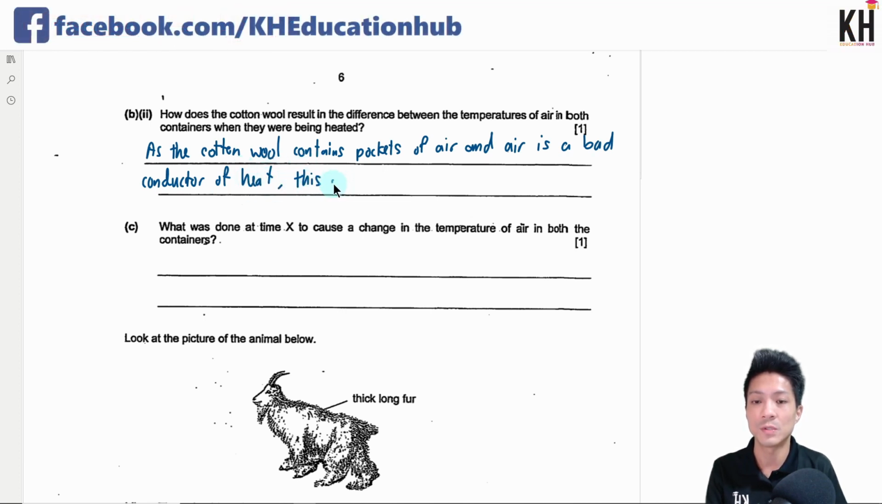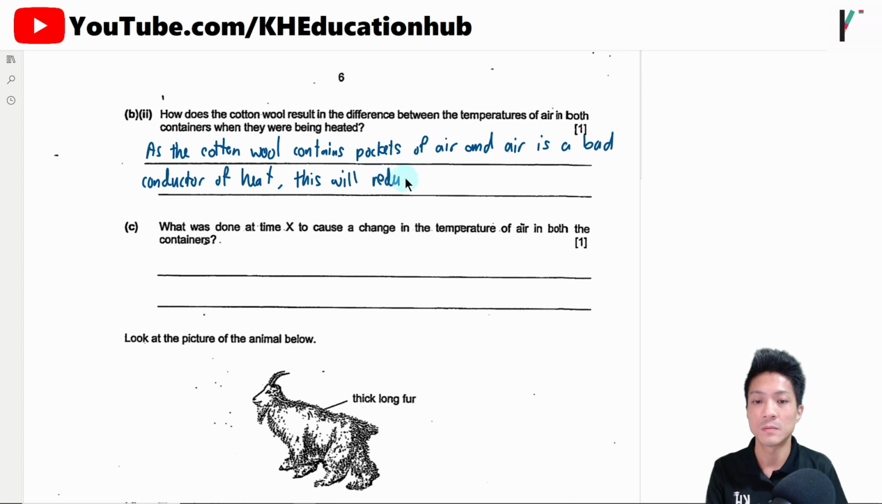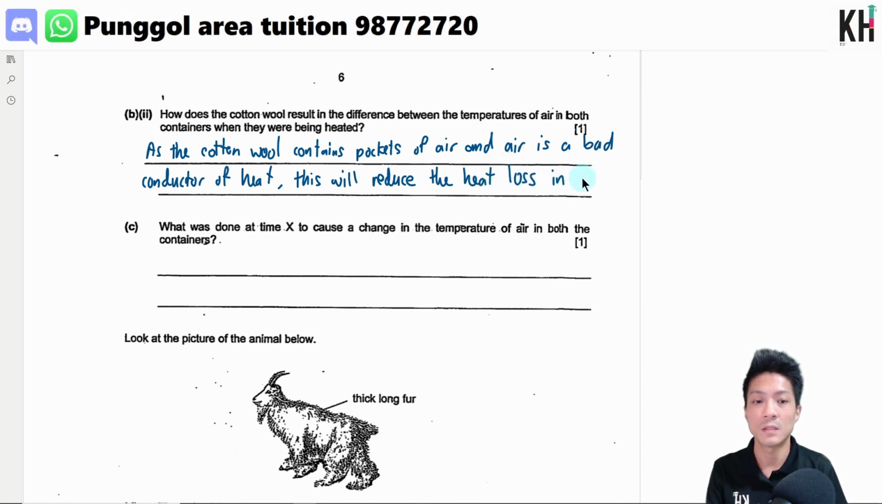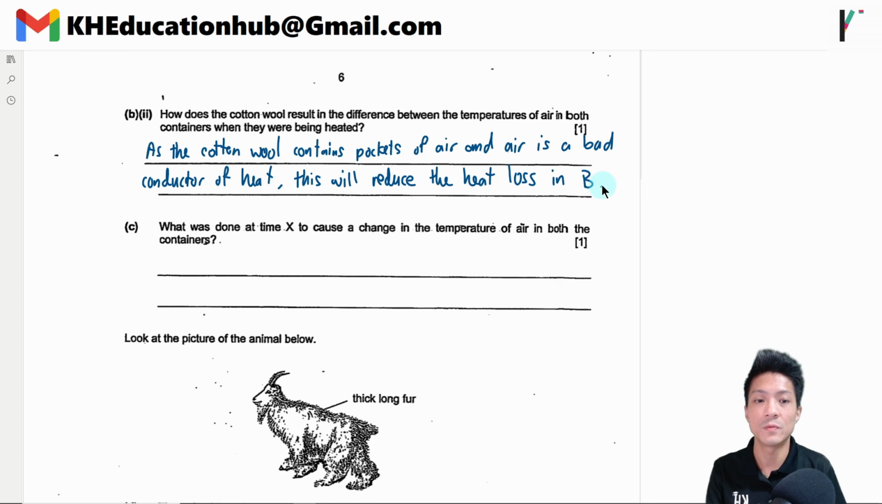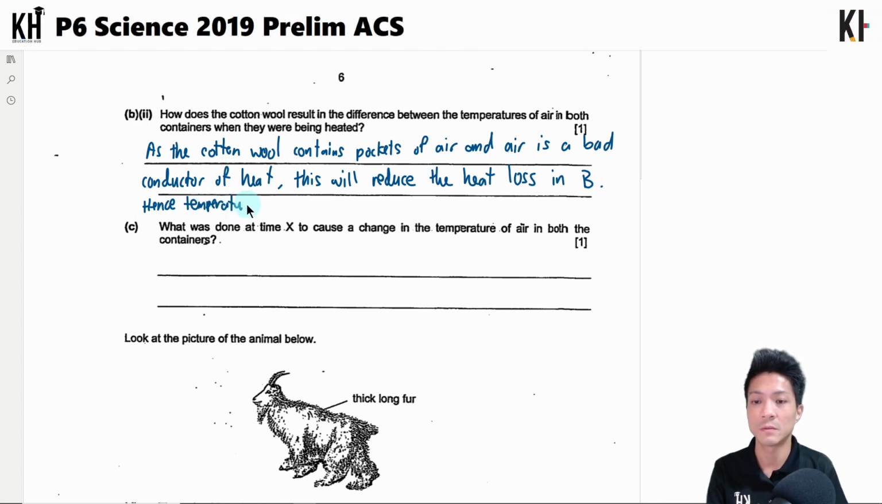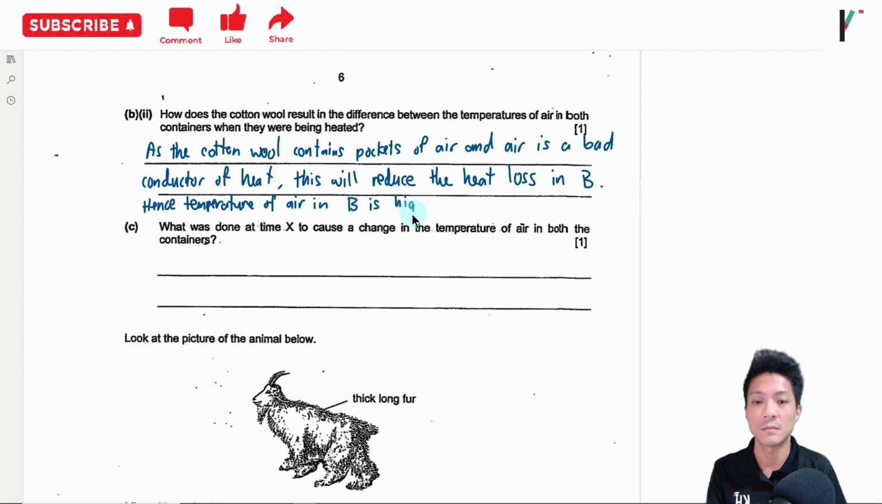Okay, so this will reduce the heat loss in B. Hence, the temperature of air in B is higher than A.